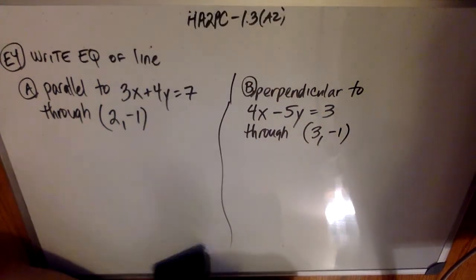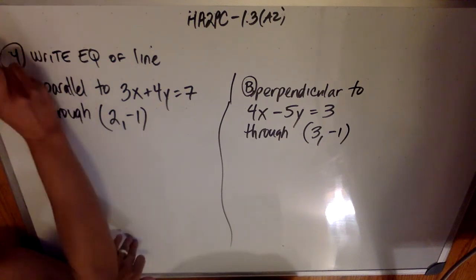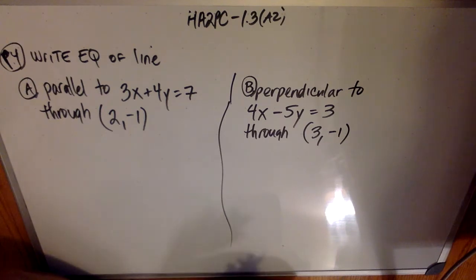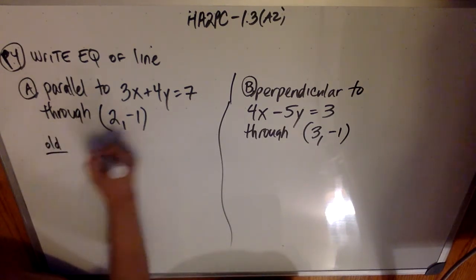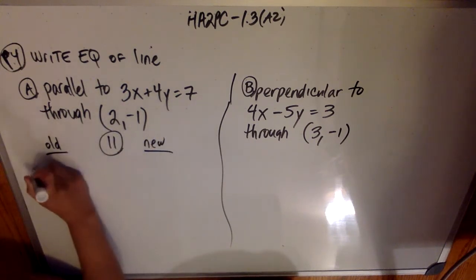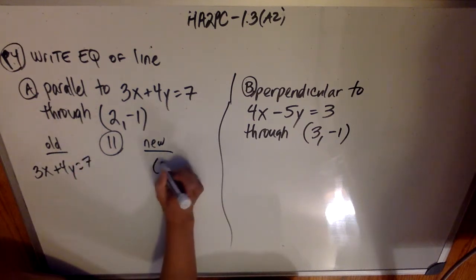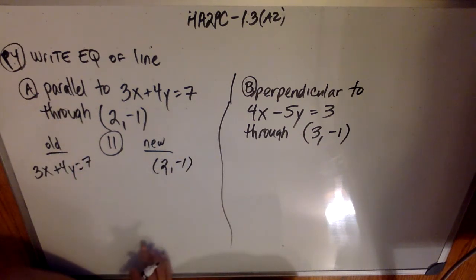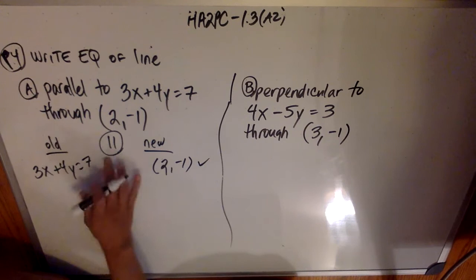Cool. All right. So if you want to try these on your own, sorry, this is P4, my bad. So if you want to try P4 on your own, go ahead and pause me. I'm going to go ahead and do P4, but you can pause me to try it. All right, so again, the key here is to recognize that we have an old line that is parallel to some new line, right? So my old line is 3x plus 4y equals 7. My new line has the point 2 comma negative 1. So I already have a point for my new line. All I need is a slope, which I get from finding this slope and recognizing that parallel means same slope.